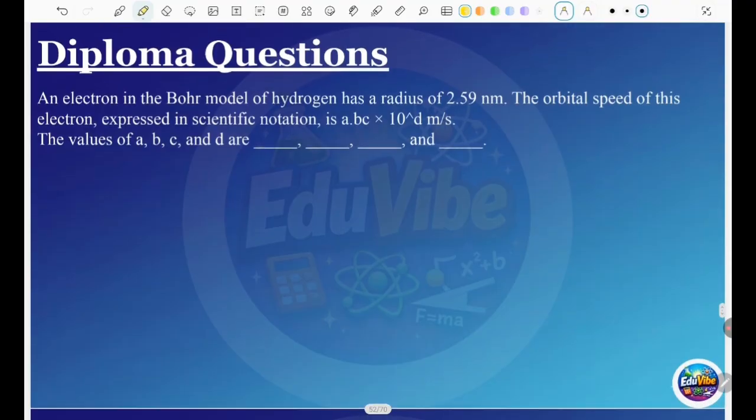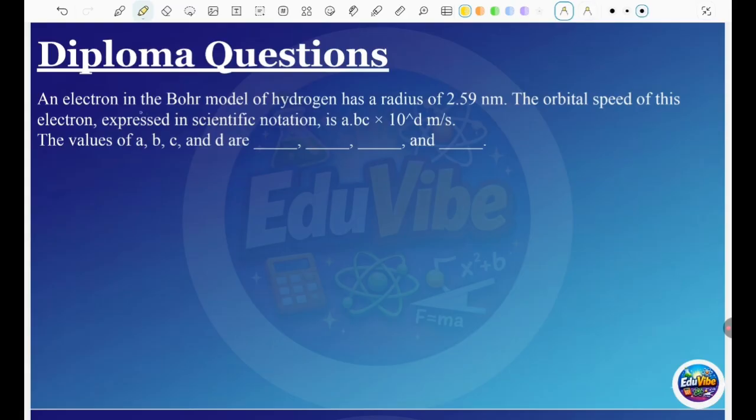Next, again from the Bohr model, we have a calculation part. The question says an electron in the Bohr model of hydrogen has a radius of 2.59 nanometers. The orbital speed of this electron is to be expressed in scientific notation. So we have to find the orbital speed, which is v.